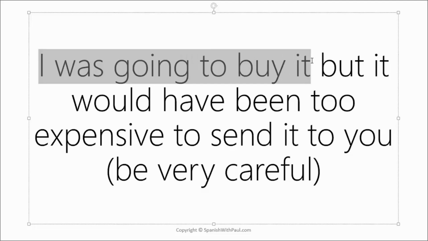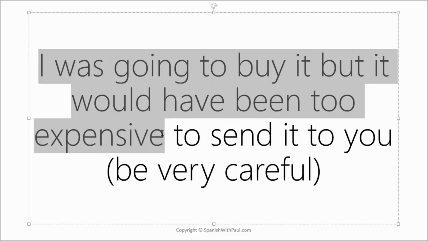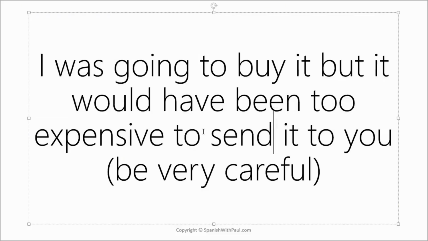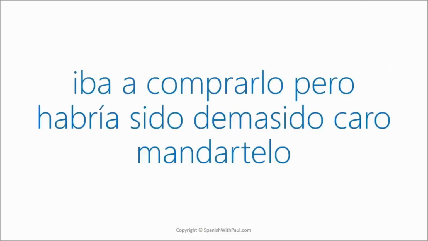I was going to buy it. Iba a comprarlo. Pero is but. It would have been too expensive. So it would have habría and been sido. Too expensive, demasiado caro. And then to send it to you, all of this is mandártelo. The it to you is te lo, and to send is mandártelo. So again, we have iba a comprarlo, pero habría sido demasiado caro mandártelo.